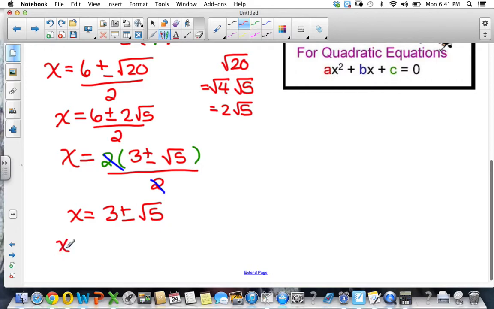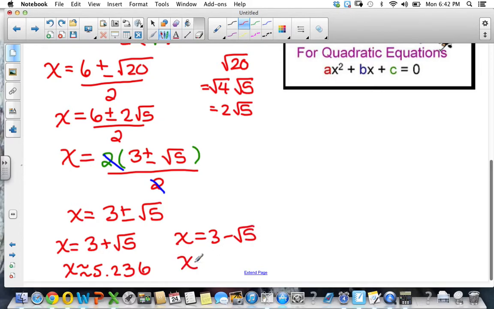Now you can find out the approximate answers by typing 3 plus radical 5 in your calculator, and you get approximately 5.236. And you could type in 3 minus radical 5, and the approximate answer for that is 0.764.